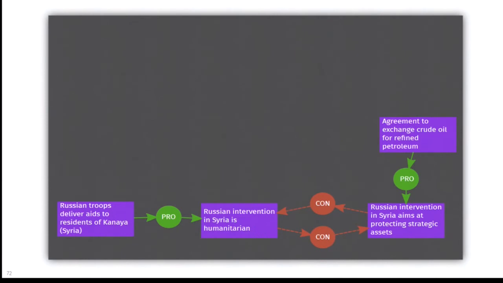So you can say, well, Russian troops deliver aid to residents in Kanyana in Syria, and there was a YouTube video showing this. So that might support the claim that the Russian intervention in Syria is humanitarian. In that case, you have that there was an agreement to exchange crude oil for refined petroleum between Russia and Syria. So it might be a reason for believing that the intervention of Russia in Syria was more for protecting strategic assets.